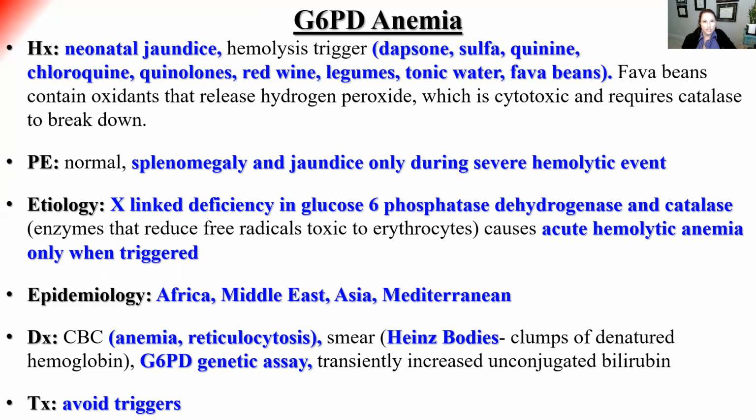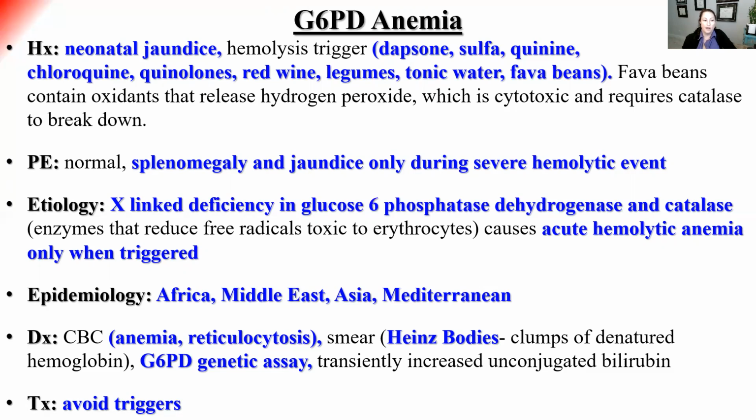They may eventually develop splenomegaly after a while of having this, if they're having chronic episodes, because again, remember that's chewing up all of those hemolyzed red blood cells. Jaundice will only occur during that severe hemolytic event. Otherwise, they are normal. So without that trigger, they are normal. Once they have the trigger, they develop this hypoxic event, they get jaundice, they get all of this hemolysis going on, again, because they lack the catalase and the glucose-6-phosphate dehydrogenase.